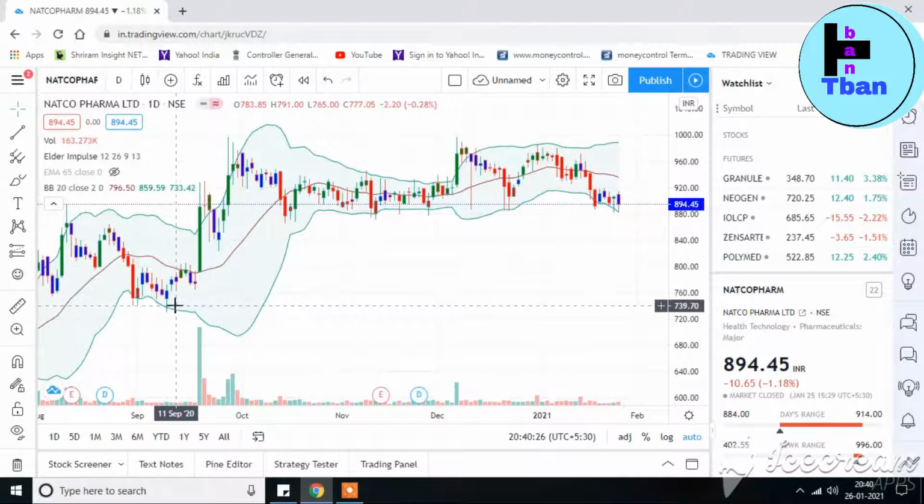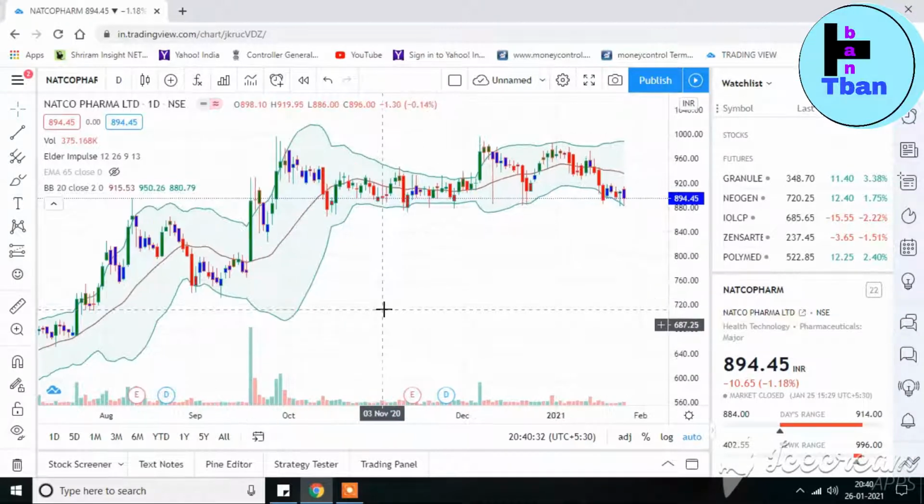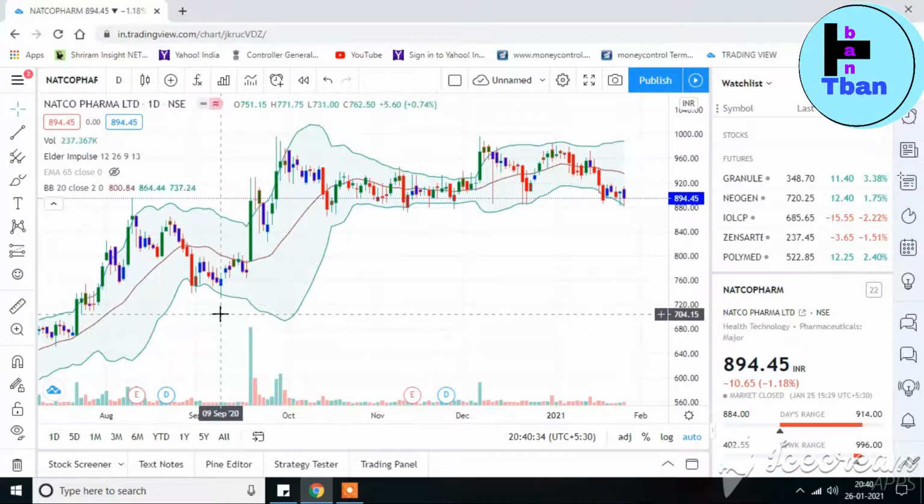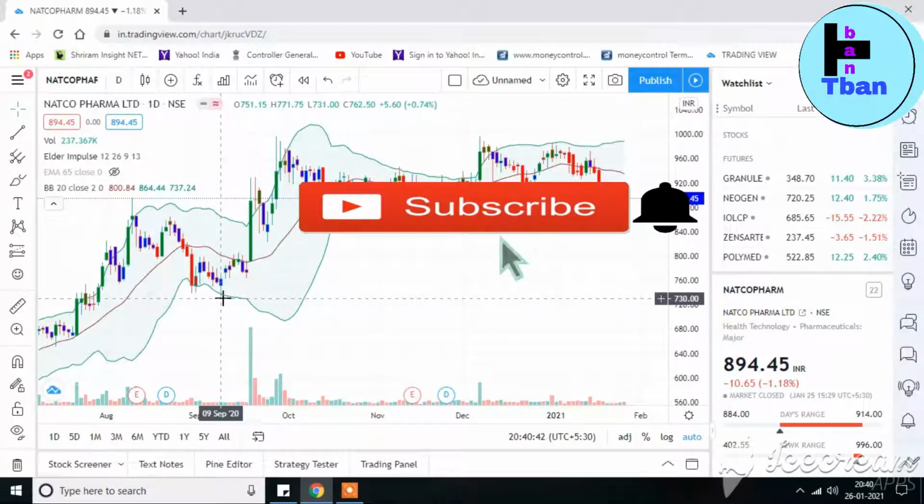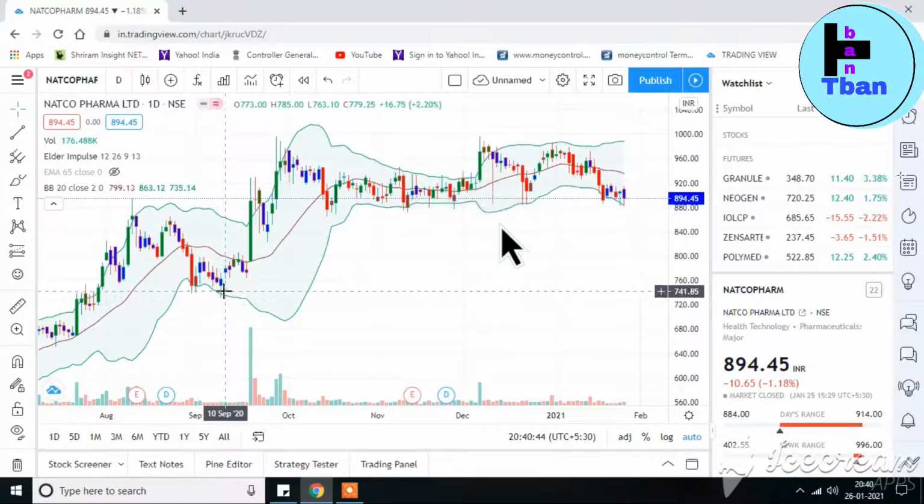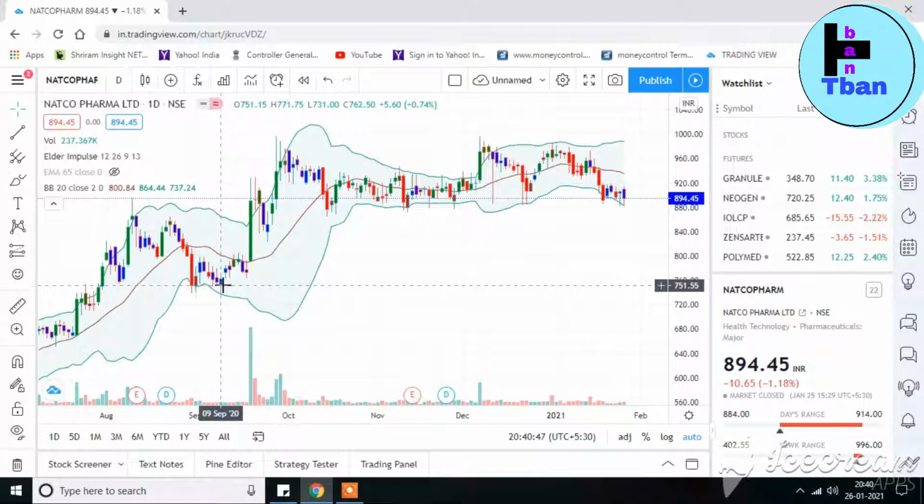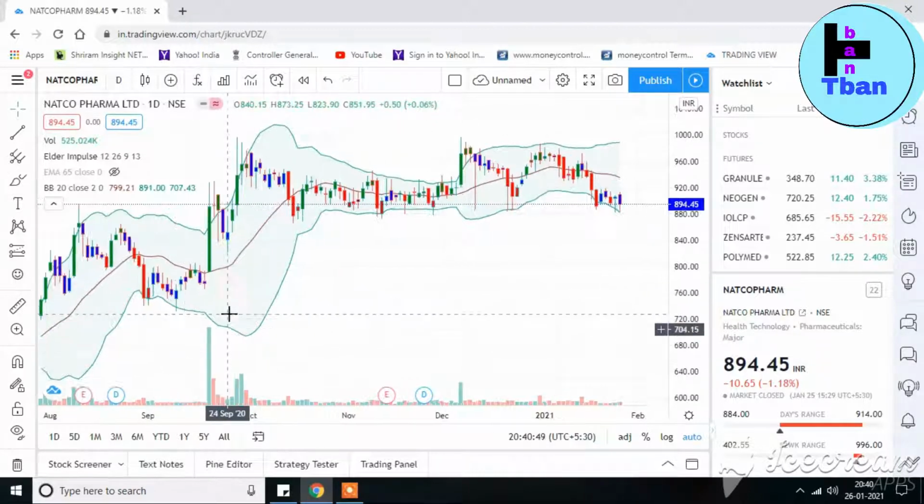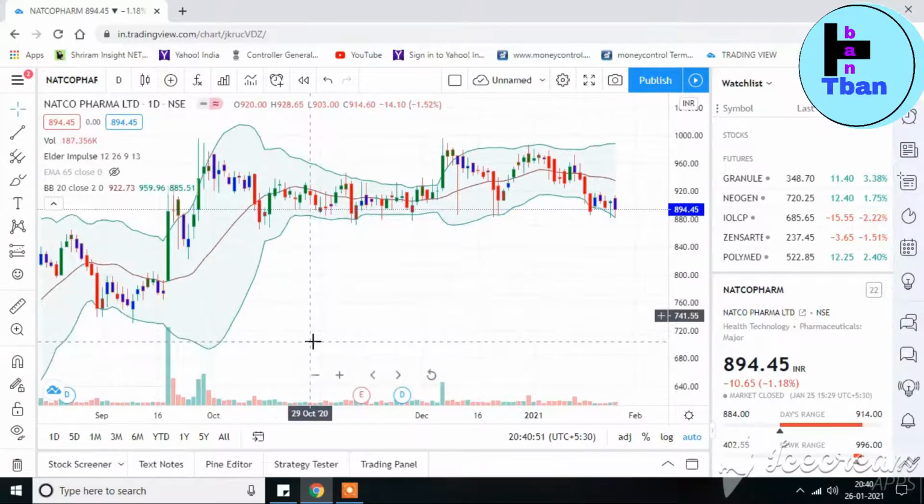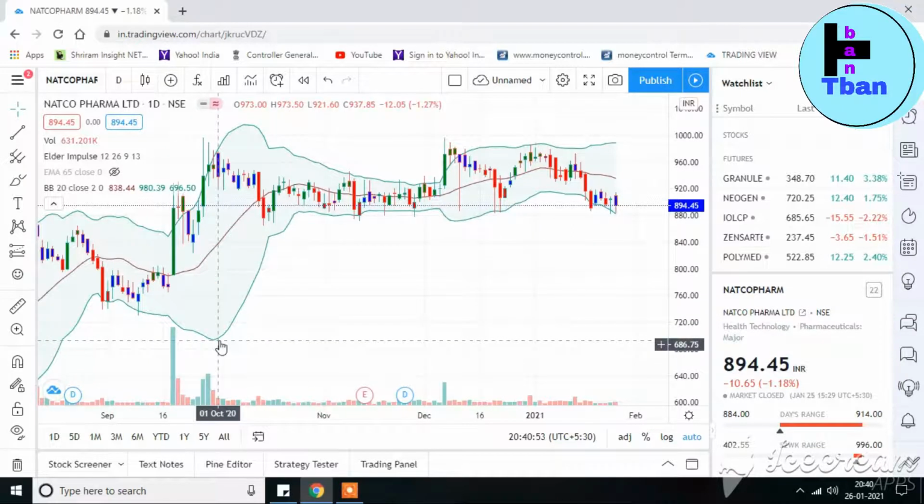When the blue candle forms, particularly at the lower band of the Bollinger Bands, you have to prepare for entry. Not entry when the blue candle forms. When a green candle forms above the blue candles, then you can take entry.